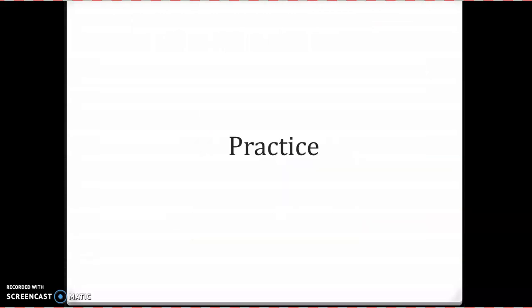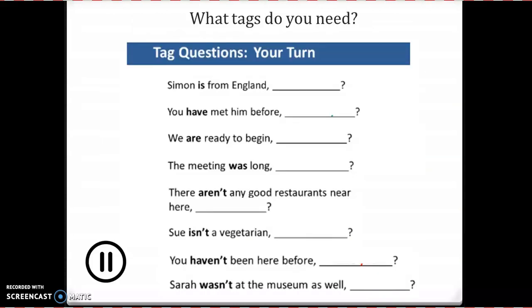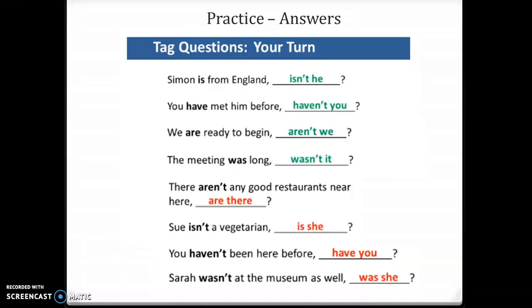So let's do some practice. What tags do you need? Pause the screen, have a go, and we'll come back with the answers. So how do you think you did? Well, let's take a look at the answers.